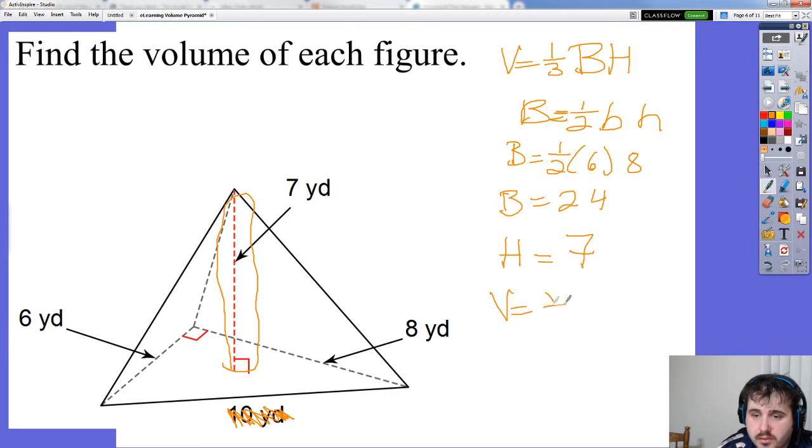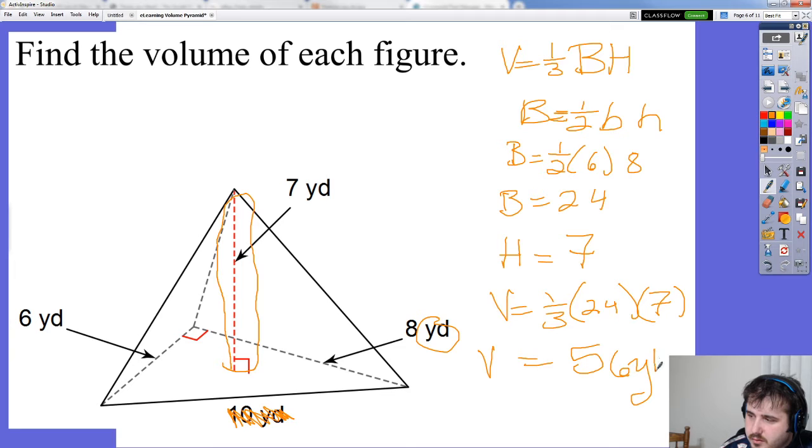So, 1/3 times 24 times 7. Well, what's a third of 24? We just did that over here. That's 8, right? 24 divided by 3 is 8. 8 times 7 is 56. That's your volume. And again, the units are yards, so this is yards cubed.